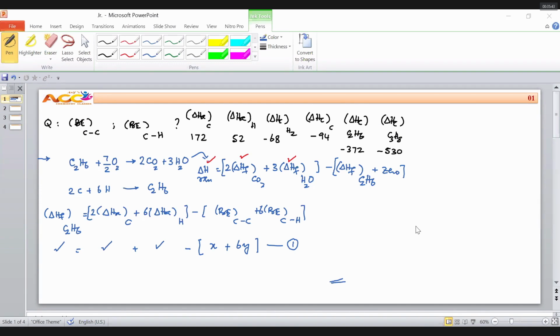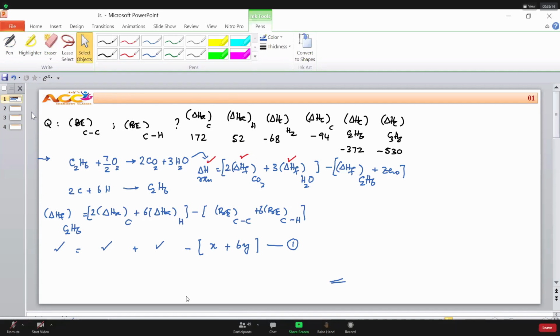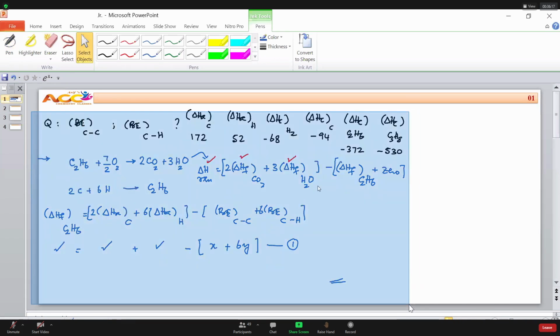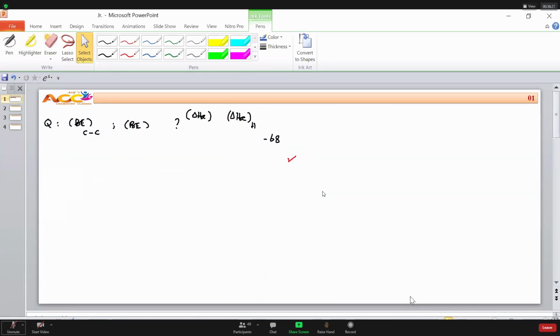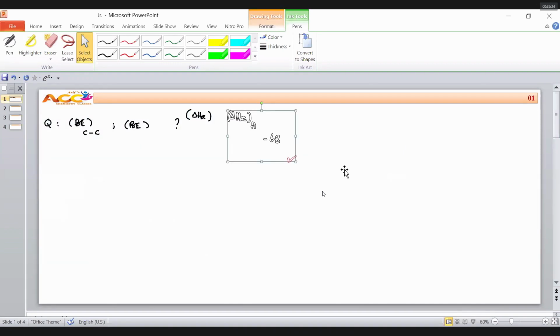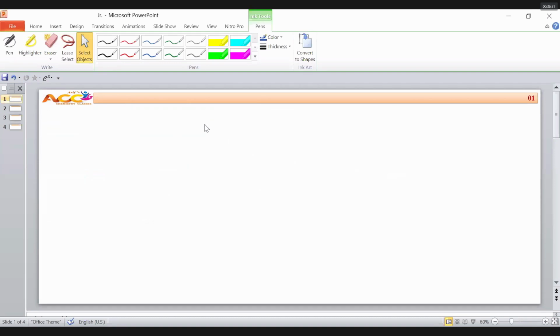Is it over? Write down the answers. X is equal to CC bond energy, which is 82, and CH bond energy is 99 kilocalories per mole. Come on, come to the next question.